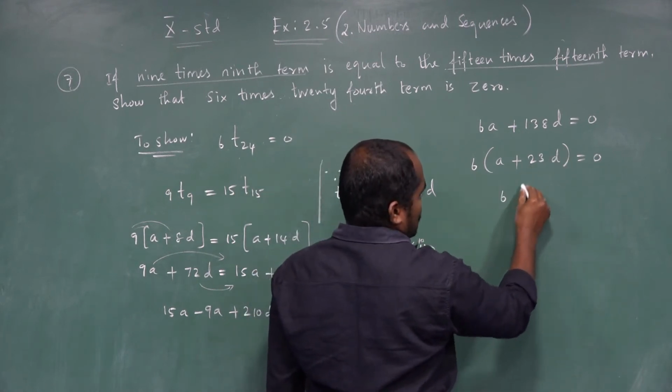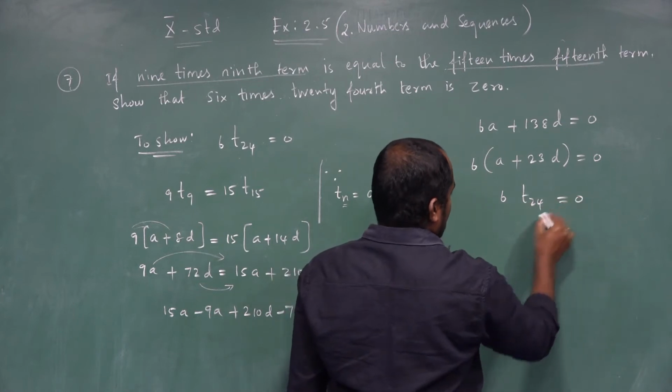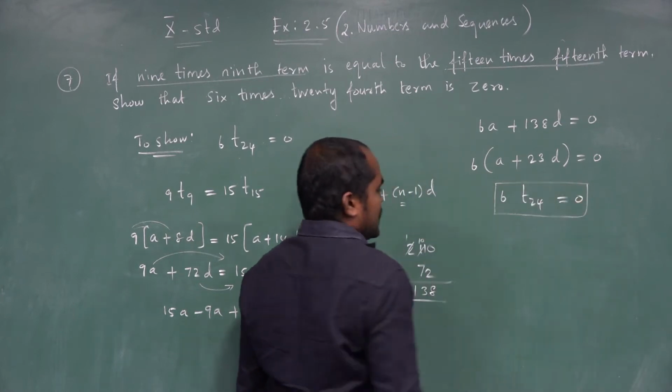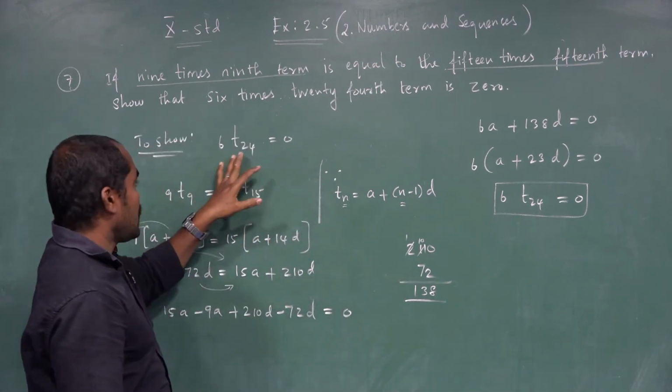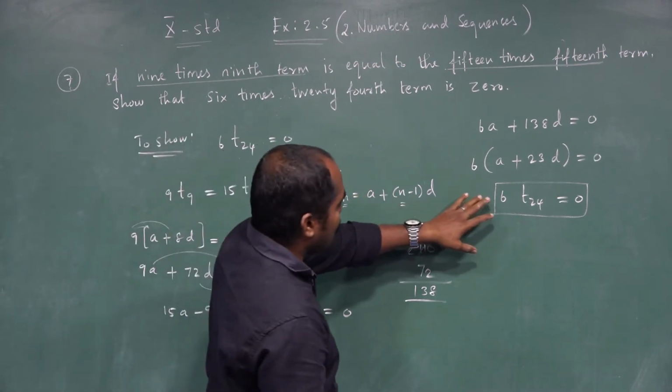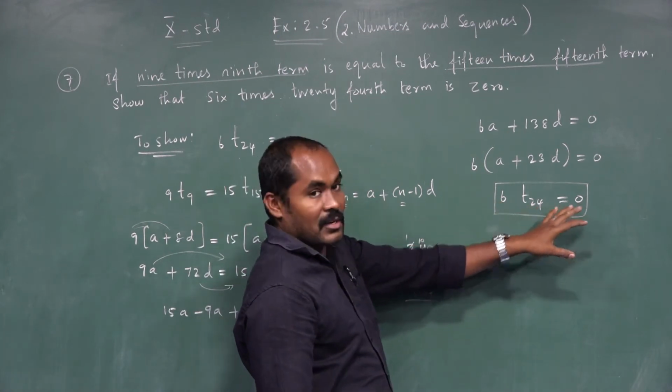So 6 times T24 equal to 0. Hence 6 times T24 equal to 0. So we wanted to show 6 times the 24th term is 0. Therefore 6 into T24 is equal to 0.